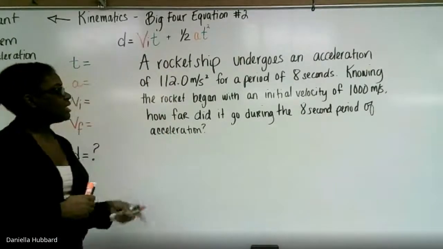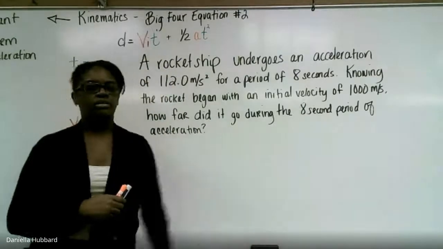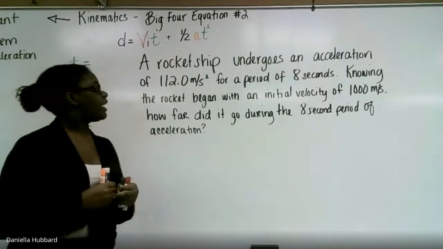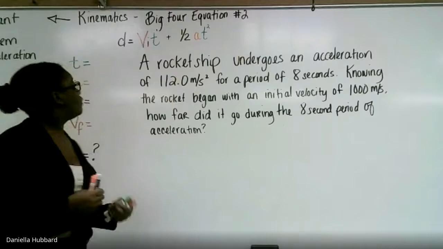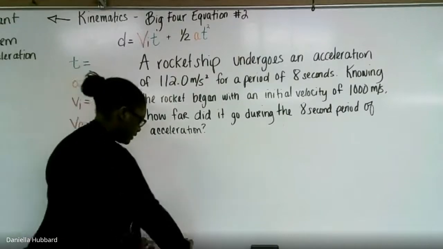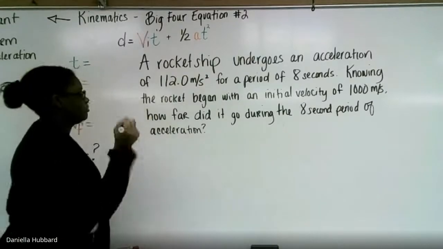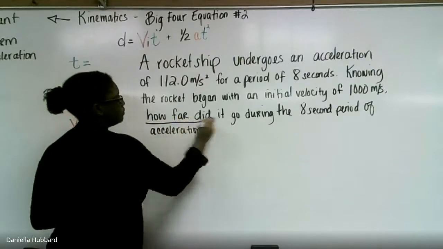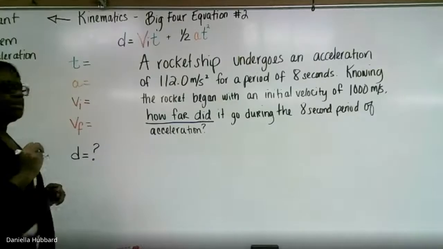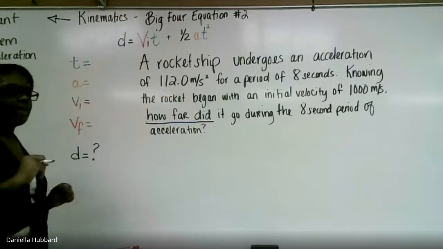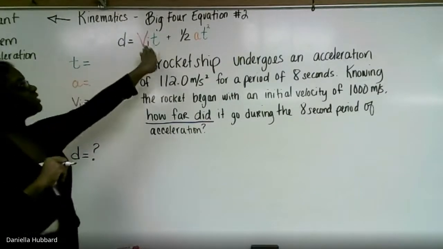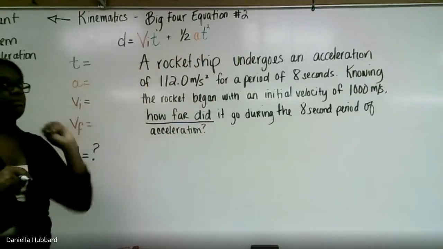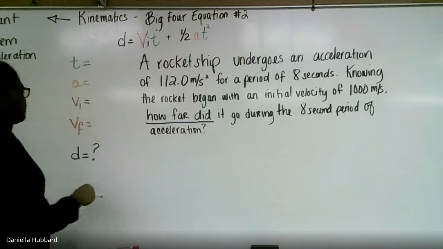The question says, how far did we go? How far did the rocket ship travel? We're looking for some type of distance. So yay, we have another straightforward equation, meaning we don't have to solve for any of these, we can just solve for D. That's what I mean by straightforward equations, okay?